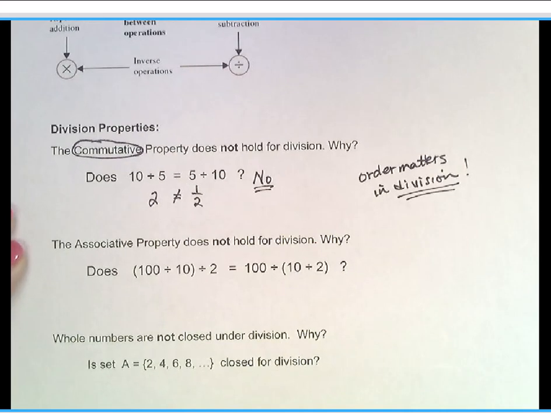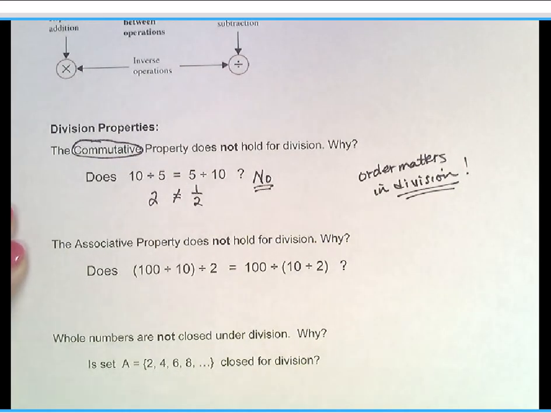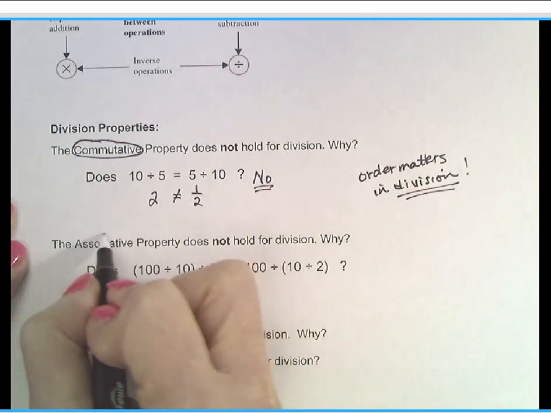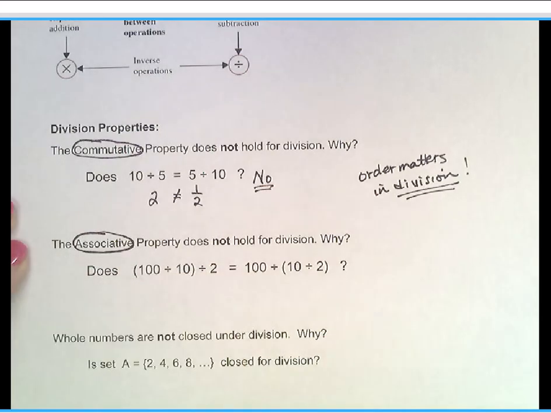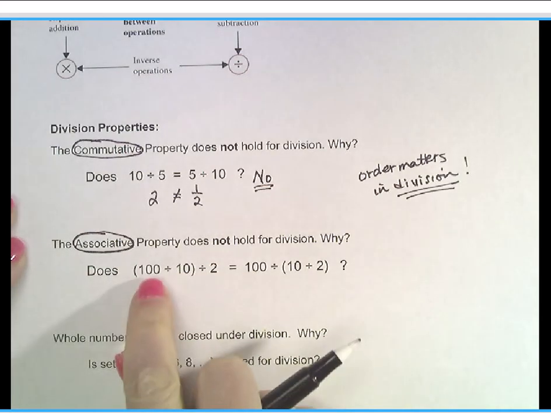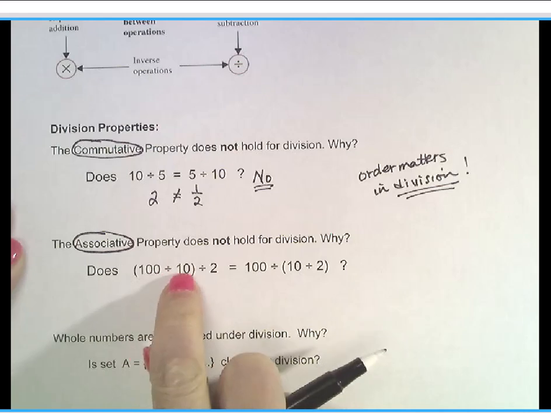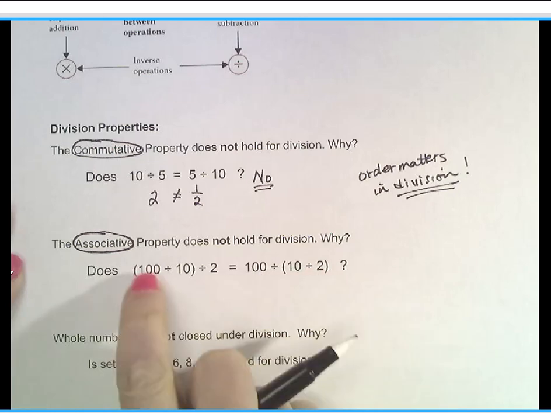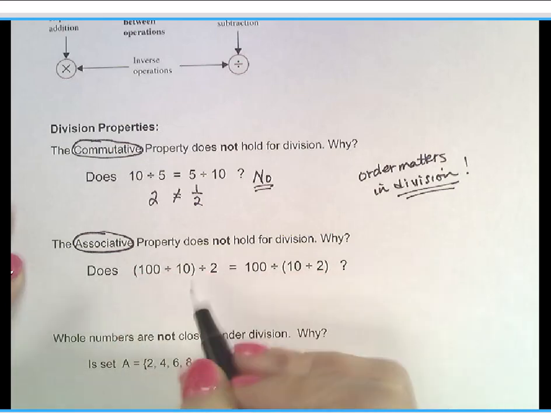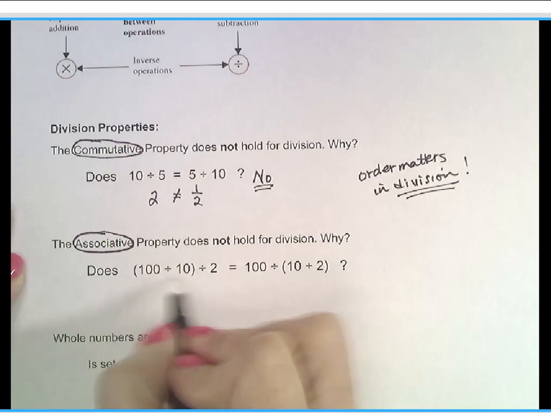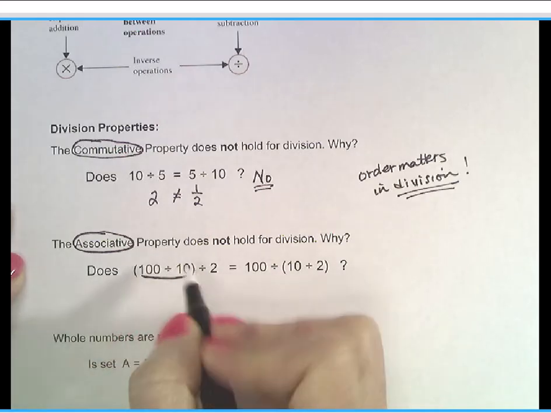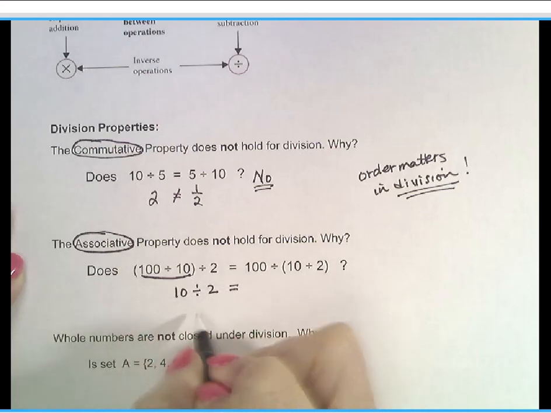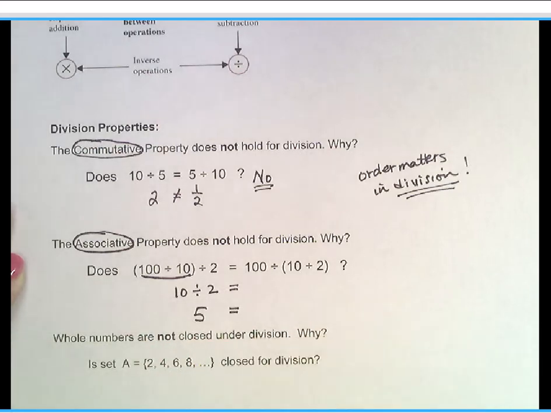The associative property also does not hold for division. Why? Well, it probably has something to do with ordering. So let's see. The associative property is just who's associated with who. This is the parenthesis one. So I have 100 divided by 10 divided by 2. 100 divided by 10 divided by 2. So you see how 100, 10, 2, the order's the same. But you have to do the parentheses first. So over here on the left side, I would have to do 100 divided by 10, and I would get 10. And 10 divided by 2 is 5. So on the left side, I get 5.